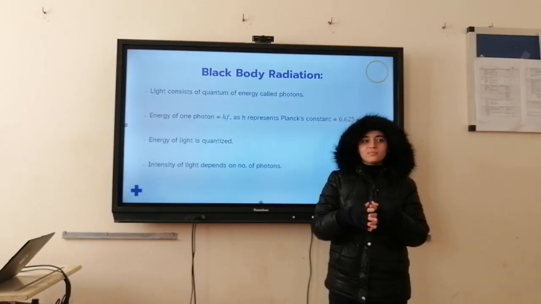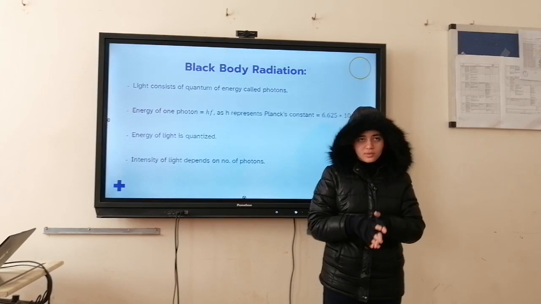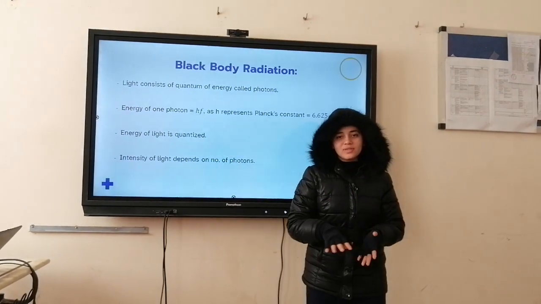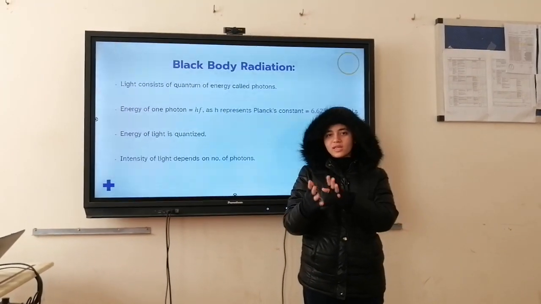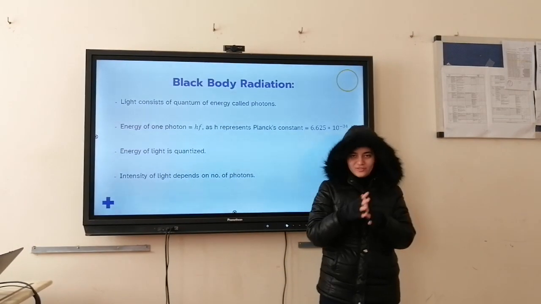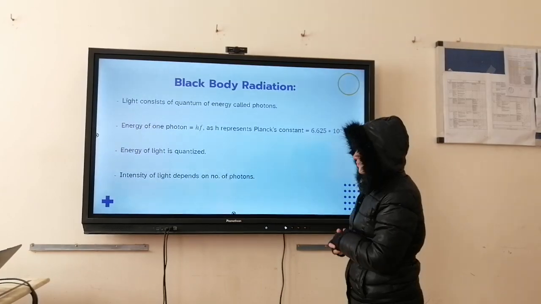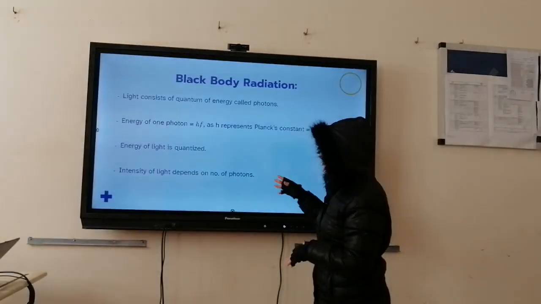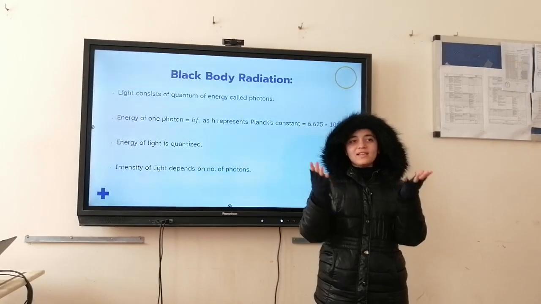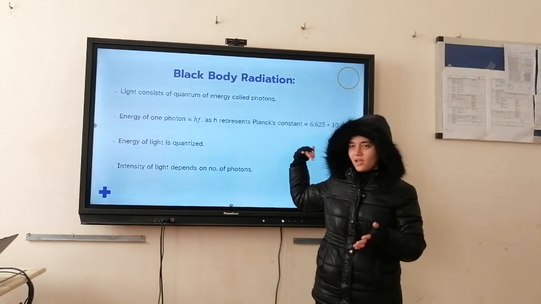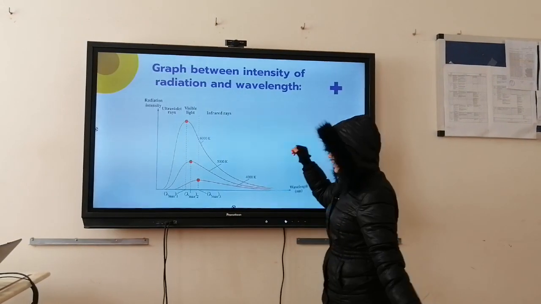What does it mean? That means that if one photon has energy 10 joule, then when it increases, it will increase to 20, to 30, to 40. It will not be 11 or 15. This is not acceptable in the quantized theory of Max Planck. He also said that the intensity of light depends on the number of photons, and that's what explains the graphs before, that we have here.